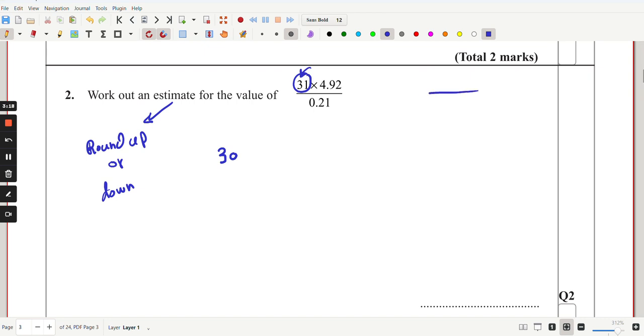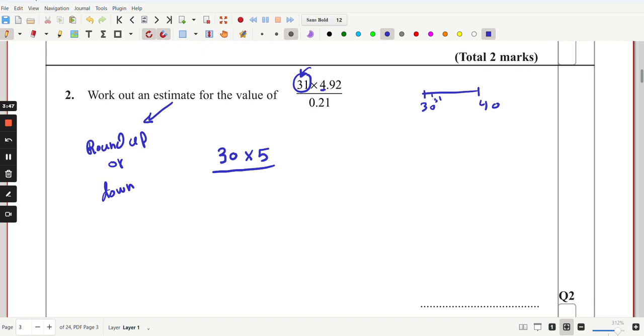On the number line as well, here is a 30 and here is a 40. So 31 is closer to 30 than 40. So we round it down to 30, times 4.92. We can round it to a whole number. So the whole number is 4, next to it is 9, greater than 5. We add 1 to 4, it will be 5.